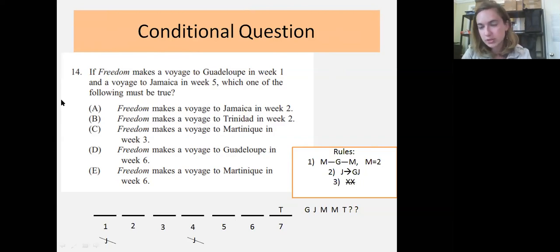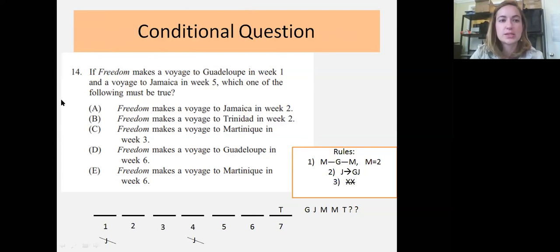So this question is the second major type of question on the logic game section of the LSAT. It's called a conditional question, and there are tons of them. You're going to see several of them on every single logic game that you do. So it's really important that you have a super solid process for how to approach a conditional question, regardless of what type of game you do.